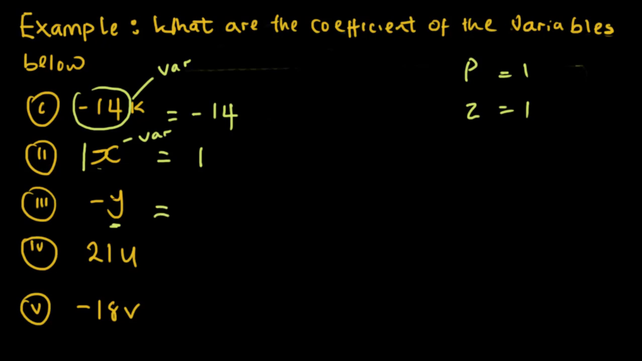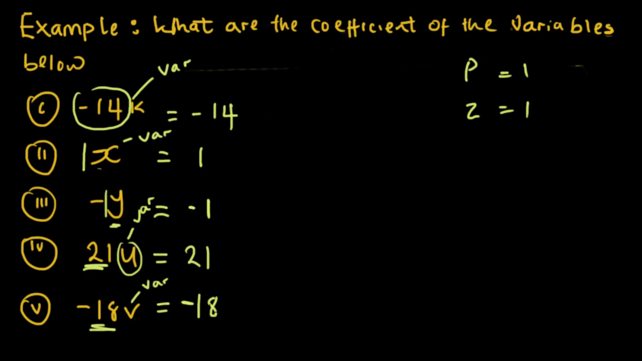Now the question for III is, what's the coefficient of minus y? Now don't forget, there's like an invisible 1 here, so it means that the coefficient of minus y is minus 1. Does that make sense? Minus 1 times y will give us minus y. What's the coefficient of 21u? This is the variable. It means the coefficient is what? 21. Do you understand? What's the coefficient of minus 18v? V is the variable. The coefficient is minus 18. I hope you understand.